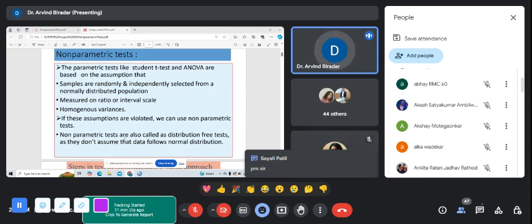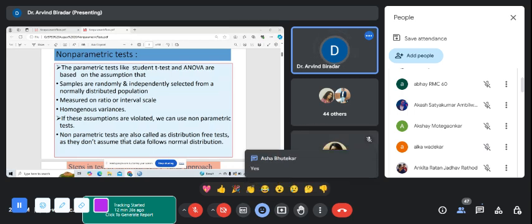So, the first one, non-parametric tests. Parametric tests like the student t-test and ANOVA are based on assumptions. What is the assumption? All samples are randomly and independently selected from normally distributed populations. The samples you select come from populations which follow the normal distribution with mean 0 and variance 1. The normal distribution looks bell shaped.